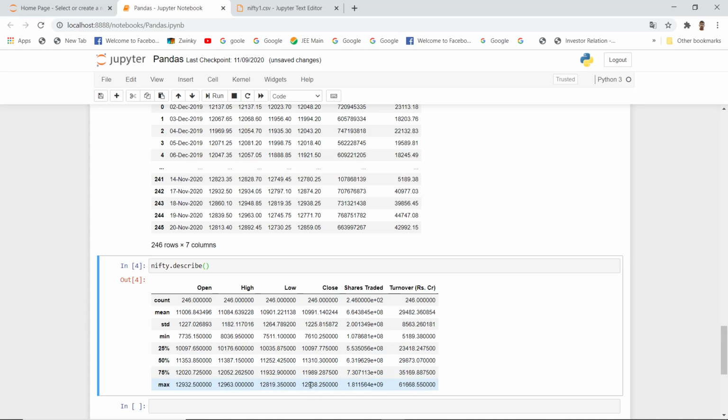The maximum is after the coronavirus recovery, and the minimum is during the coronavirus. I think it is in March. Nifty touched its low during March, and the high is during November, during Diwali. Okay, so we could use this describe method to know all these important five number summary values.